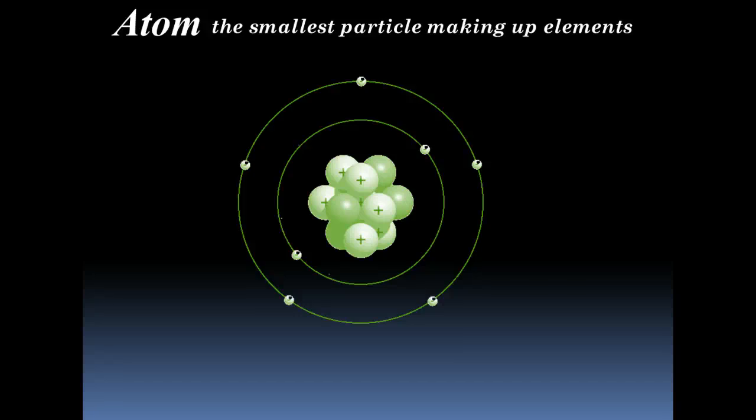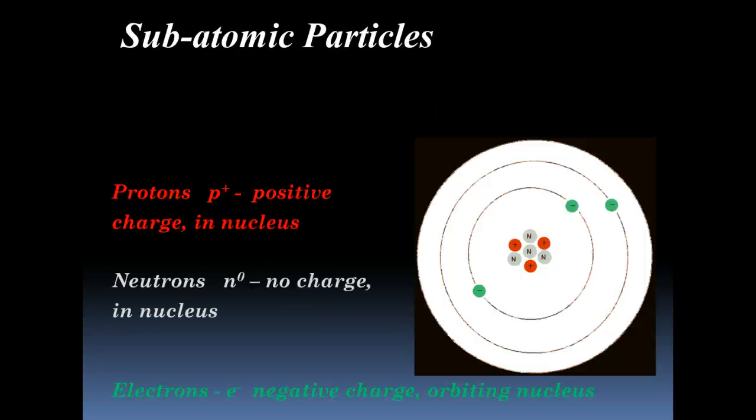When we talk about an atom, it is the smallest particle making up elements. They consist of protons, neutrons, and electrons. Now, I don't want you to get these confused. In the clinical chemistry class, we talk about electrodes quite a bit and electrons. Make sure that you know the difference between the two. The electrons have a negative charge, and you can see them orbiting around the nucleus here. Neutrons have no charge, and protons have a positive charge.